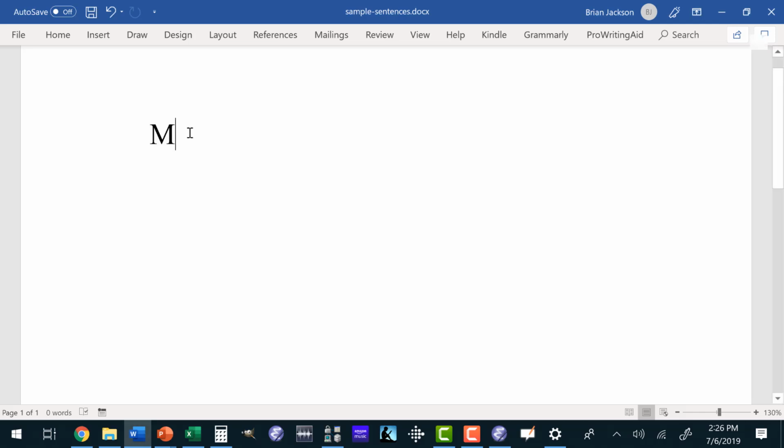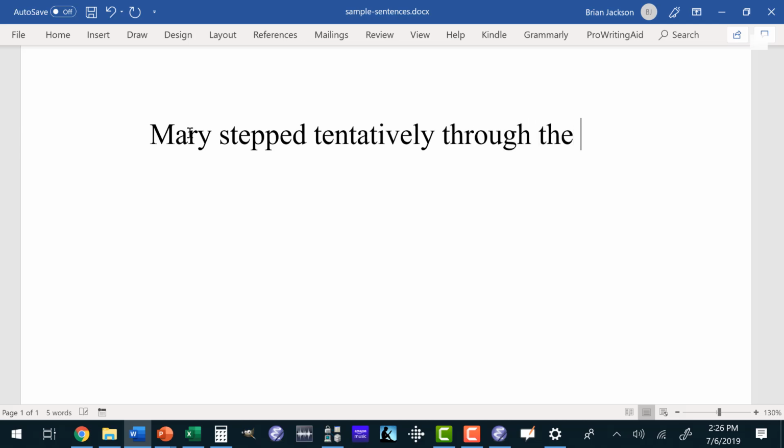Mary stepped tentatively through the doorway. So we have beginning with a capital on Mary. Now you'd capitalize that anyway because it's a name, and we're ending with a period. So this is a complete sentence because we have Mary. What did she do? She stepped. And how did she step? She stepped tentatively. Where? Through the doorway. So we have a complete sentence here.